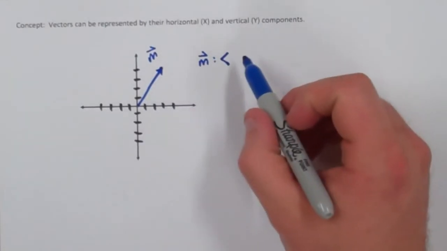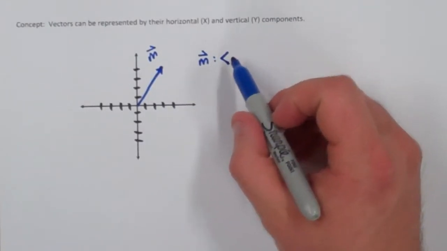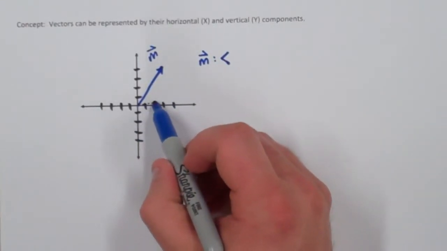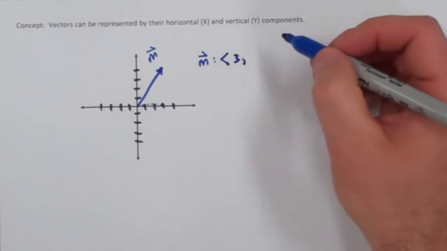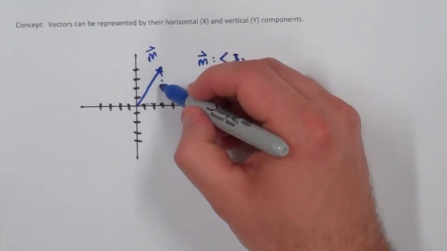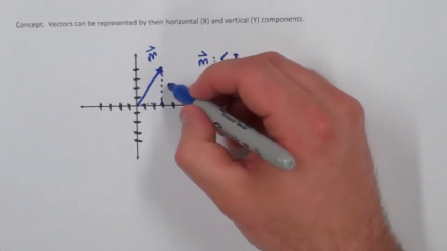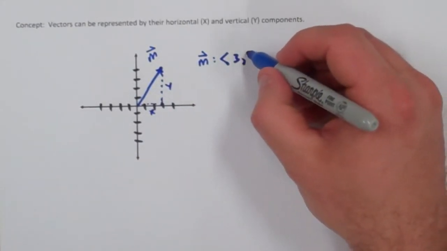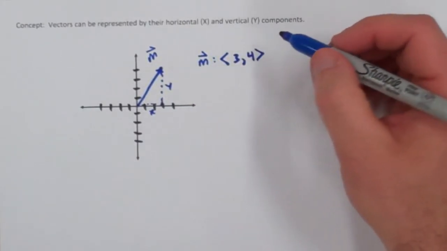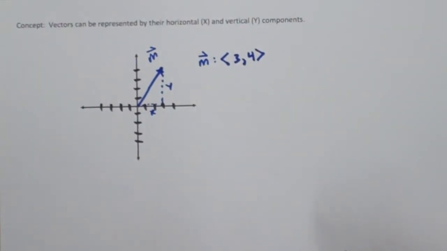And what we can do is write the x component, which is this one right here. So the x component is 3. And the y component would be this one here. So that's the y and that's the x, just like normal. And that would be 4. We're going to enclose that in those vector brackets, I guess I would call them.